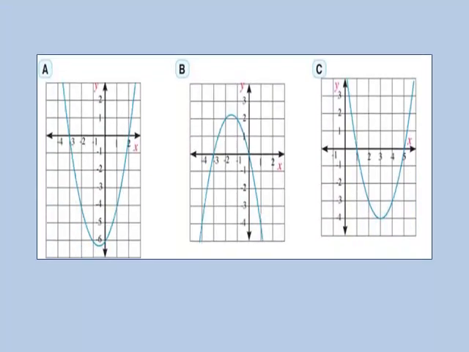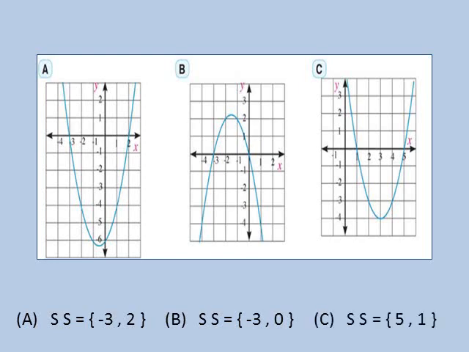Now, another example. The curve is already drawn. We want only to find the solution set. In A, what is the solution set? Excellent. Since the curve intersects the x-axis at -3 and 2, the solution set will be {-3, 2}. B, what is the solution set? Very good, {-3, 0}. C, the solution set is, good job, {1, 5}.